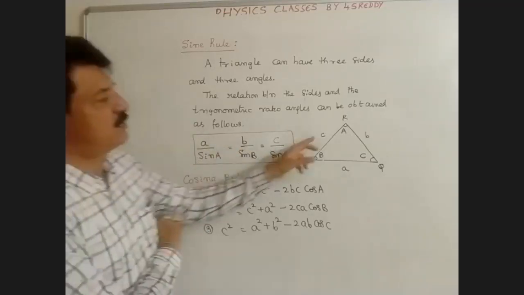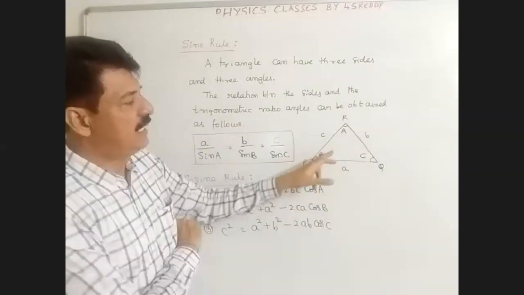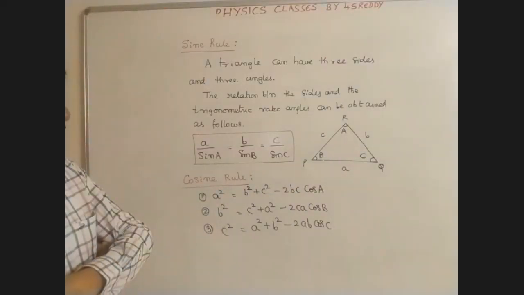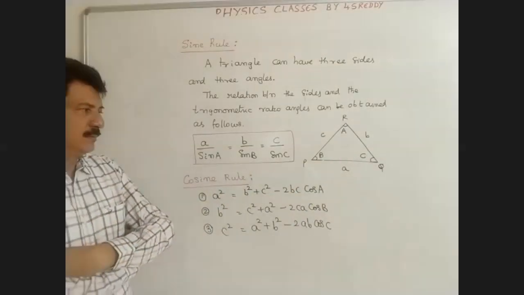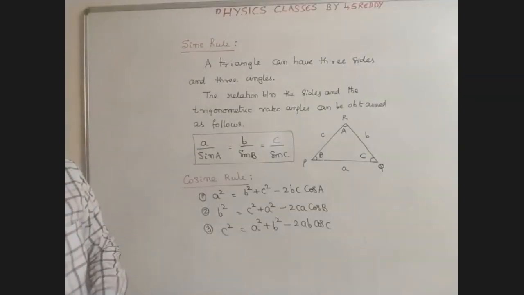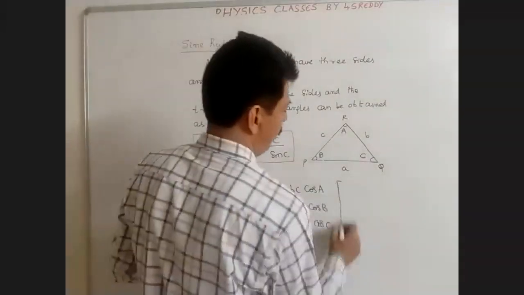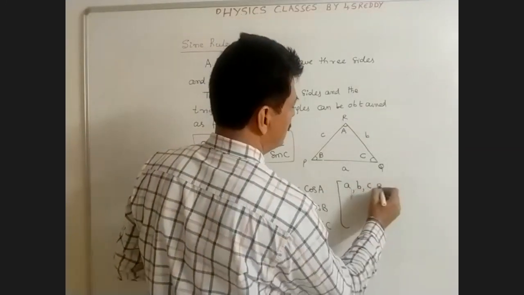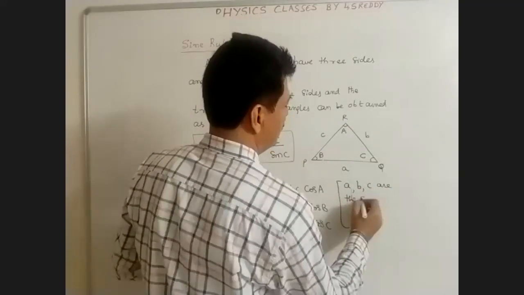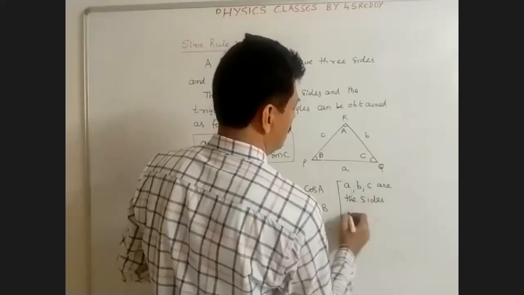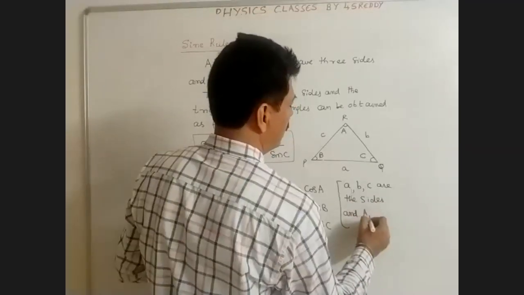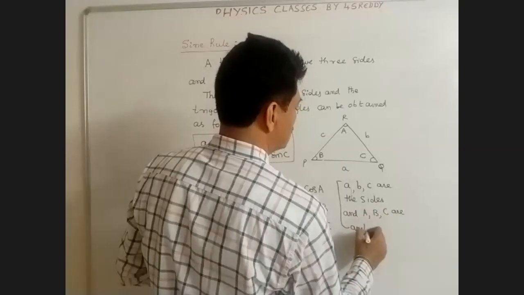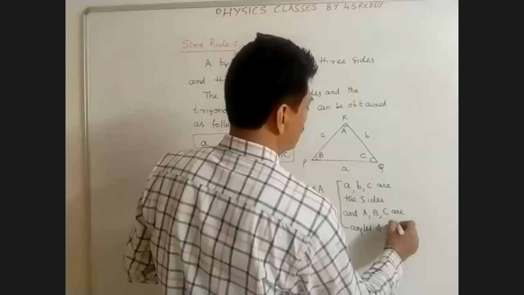Yes, small a, small b, small c are the sides. Capital A, capital B, capital C are the angles. Here, small a, small b, small c are the sides, and capital A, capital B, capital C are angles of a triangle.